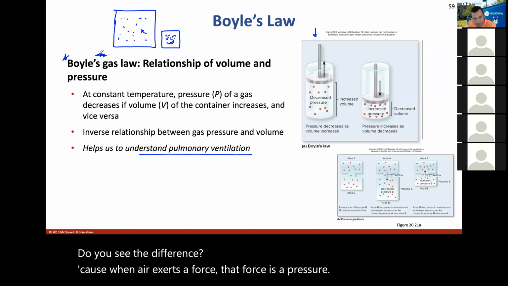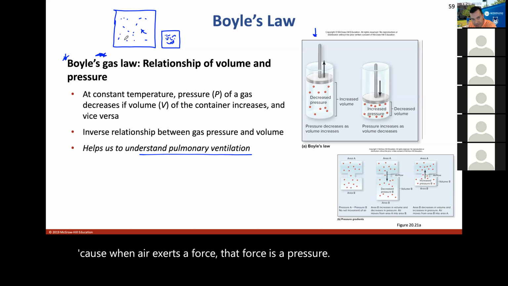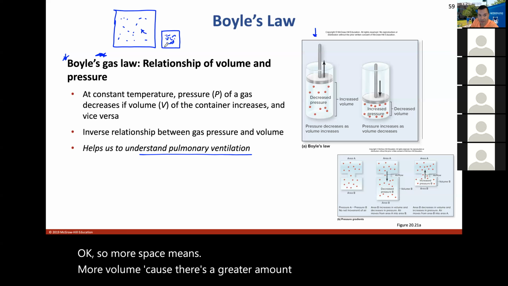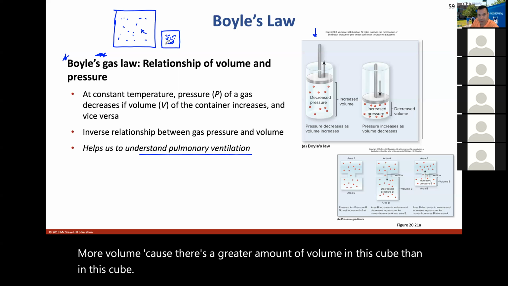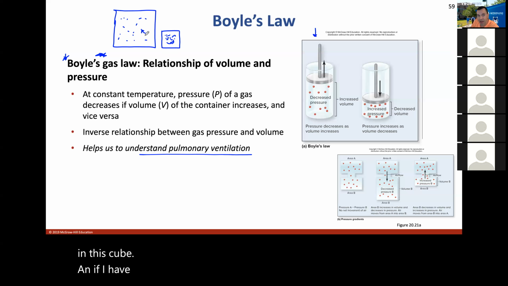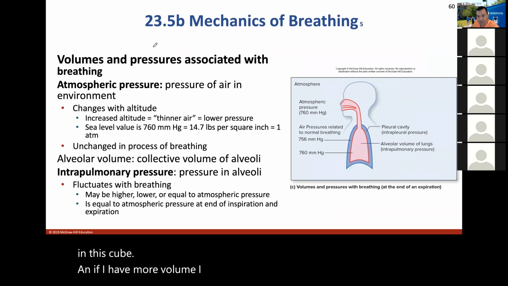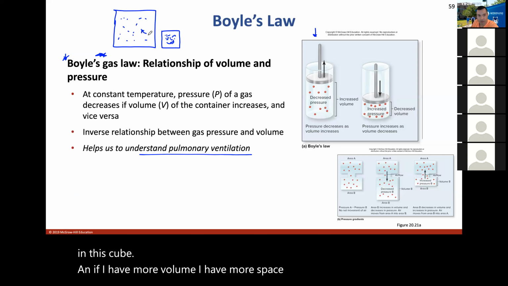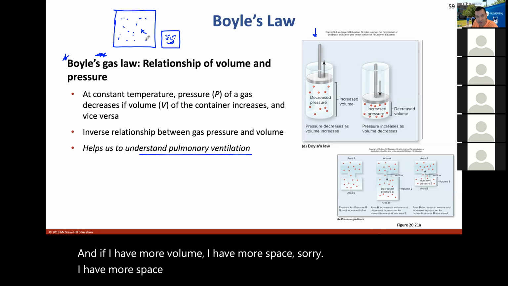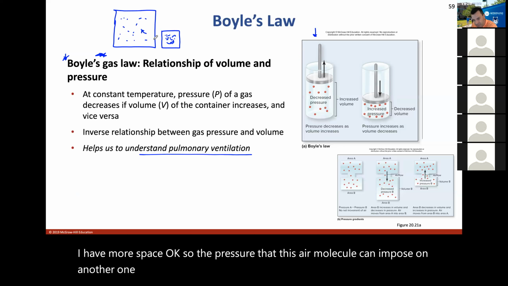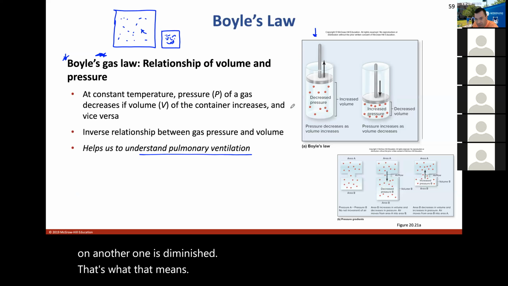So more space means more volume, because there's a greater amount of volume in this cube than in this cube. And if I have more volume, I have more space. So the pressure that this air molecule can impose on another one is diminished. That's what that means. And it's this box right here.